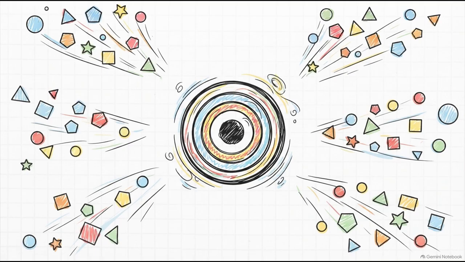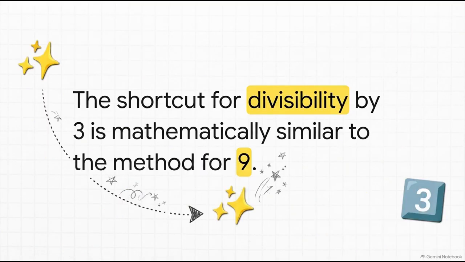7 plus 3 plus 0 plus 9 gives us 19. Repeat it for 19. 1 plus 9 is 10. Repeat it for 10. 1 plus 0 is 1. We've just mathematically guaranteed our final remainder for 7309 divided by 9 is exactly 1. No long division required. The shortcut to find divisibility by 3 is similar to the method for 9.